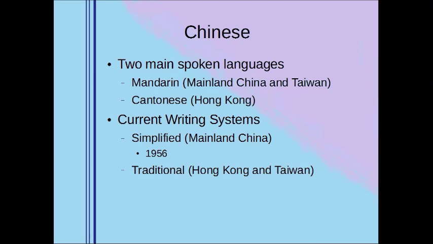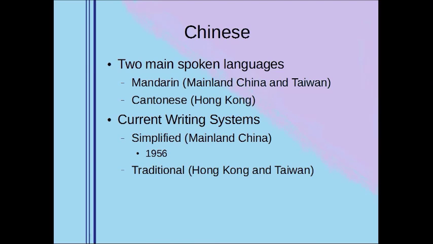Hong Kong and Taiwan still use traditional characters, but in 1956 there was a big push from the government to increase literacy rates in mainland China, so they simplified characters and took out obsolete characters. They made characters that were in common usage much easier to write and much easier to memorize, to increase literacy.